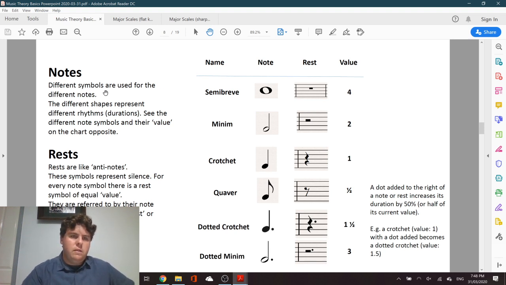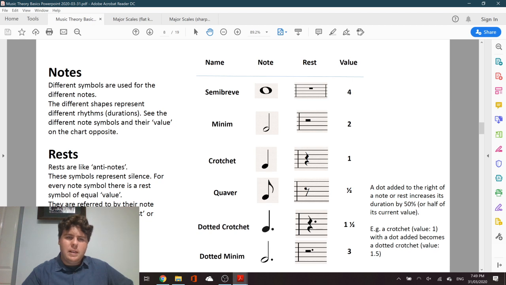Okay, so notes. Different symbols are used for the different notes. The different shapes represent different rhythms or durations. See the different note symbols and their value on the chart opposite. So in this column we've got the name of the symbol. Then we've got the picture of the symbol, the note itself. Here we have the corresponding rest, which we'll talk about in a second. And in this column we've got the value. So we can see that a semibreve, its value is 4, and a minim is half that length, its value is 2. And then a crotchet is half of that, and then a quaver is half of that.